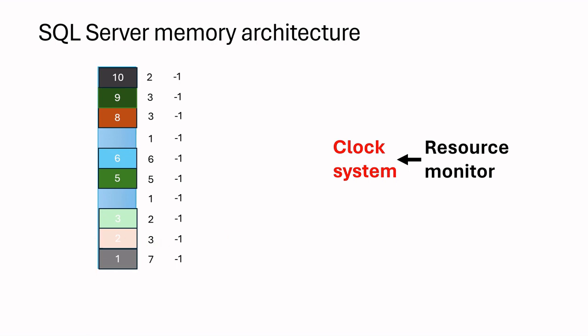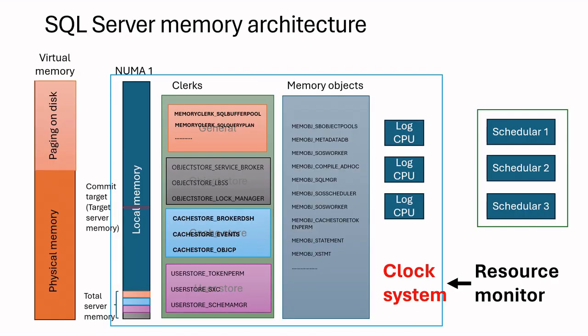So, if we summarize what we learned until now, there is a target server memory and total server memory. If any clerk consumes a lot of memory within this commit target, Resource Monitor cleans it. For general clerks, we use lazy writer, and for other types of caches, we use the clock system. This type of memory contention is called internal contention.